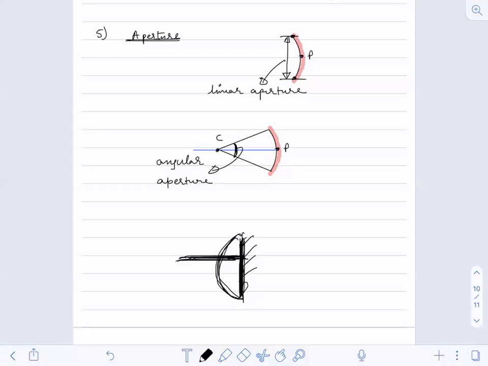Then, center of curvature does not lie on the reflecting surface. Yes, the center of curvature will not lie on the reflecting surface.